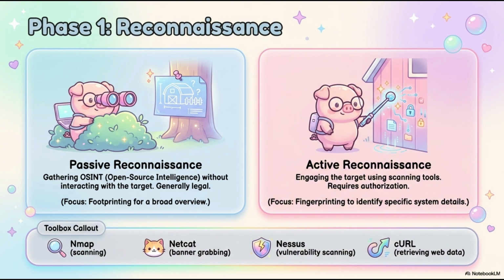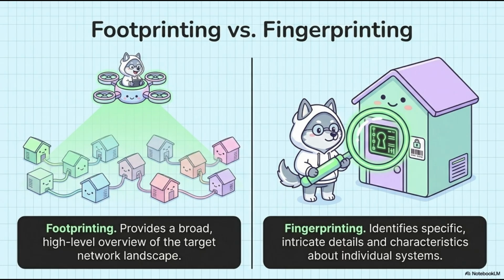Tools used in reconnaissance include Nmap, Netcat for banner grabbing, Nessus for vulnerability scanning, and Curl for retrieving web data. These tools help testers identify hosts, services, DNS records, and potential vulnerabilities. Footprinting provides a broad overview of the network, while fingerprinting identifies specific details about individual systems.